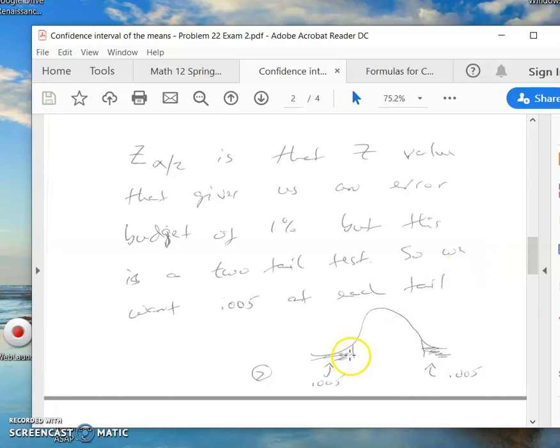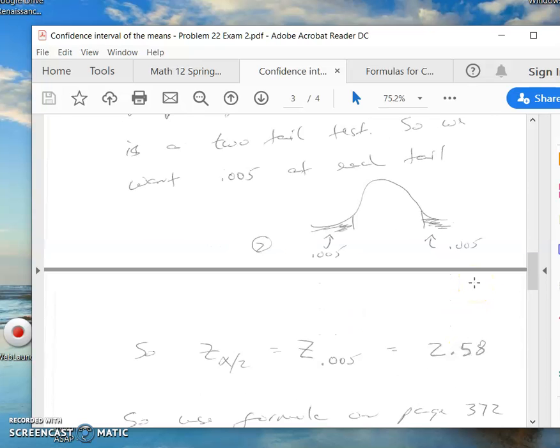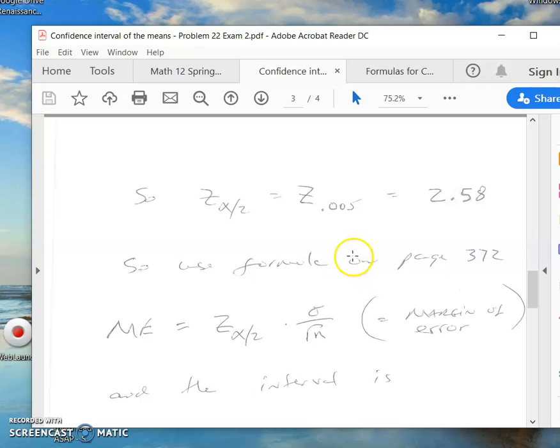It is an interval test, so it's always a two-tailed test if it's an interval test. So we can be wrong over here, we can be wrong over here. So 1% total error budget means that there is 0.5% over here, 0.5% over here. So we've got to find the appropriate z-value. So the appropriate z-value is 2.58. Well, that just comes from the tables.